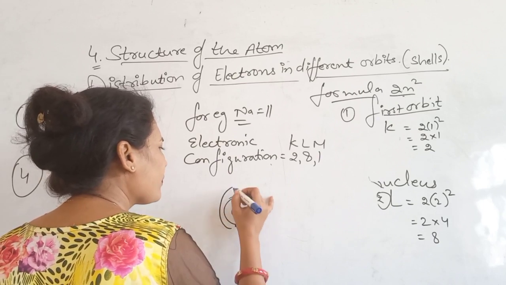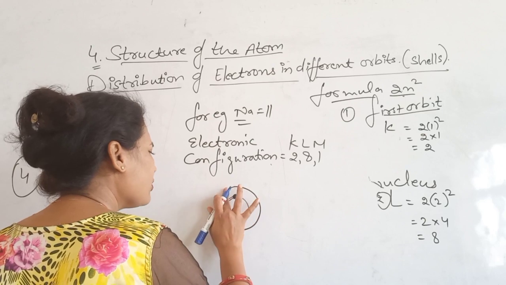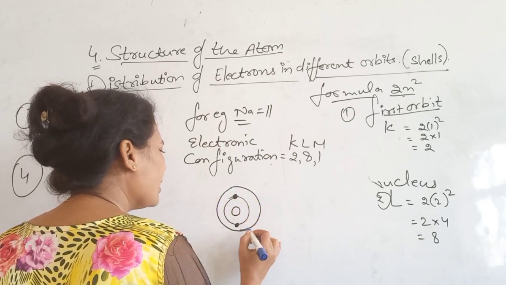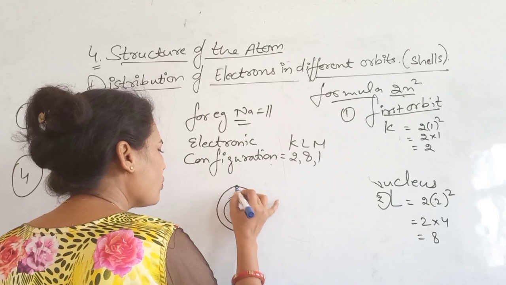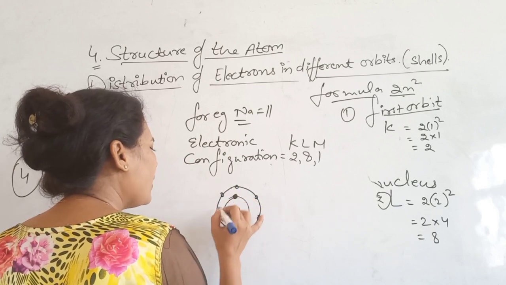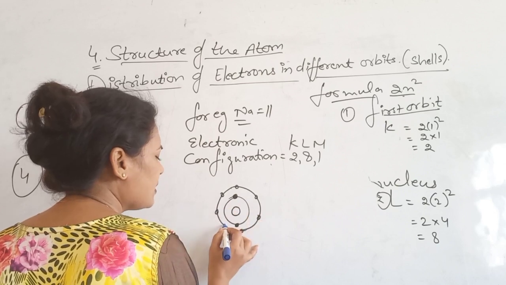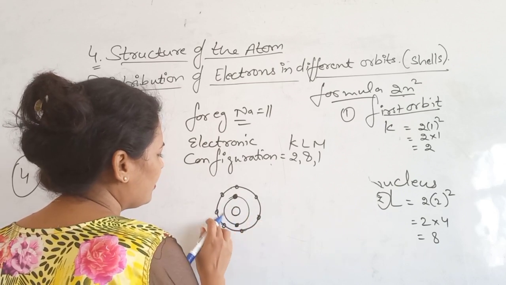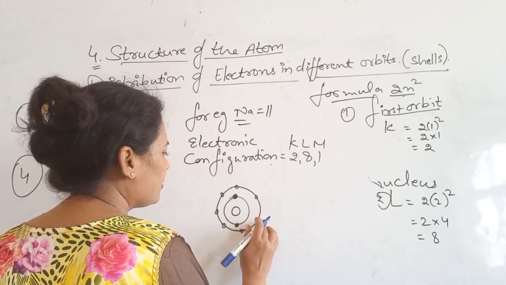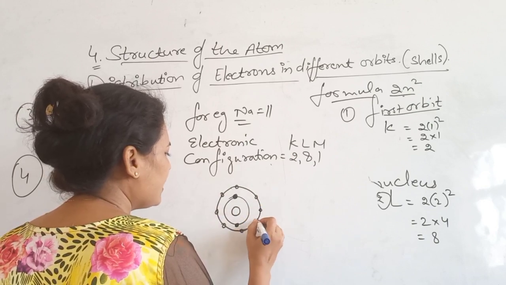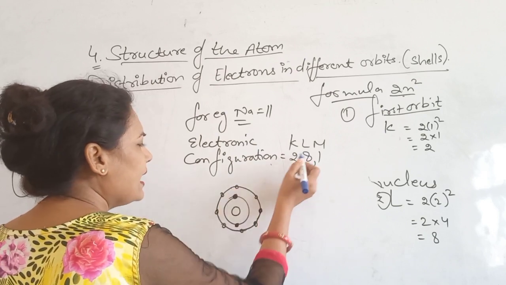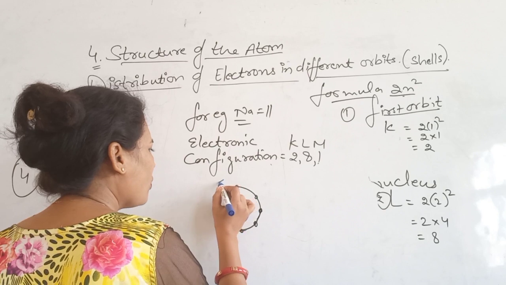Next shell, in the next shell how many electrons are present? 8 electrons are present, so you just put 8 dots. 1, 2, 3, 4, 5, 6, 7 and 8. So these are the 8 electrons. After that, the last orbit contains 1 electron.